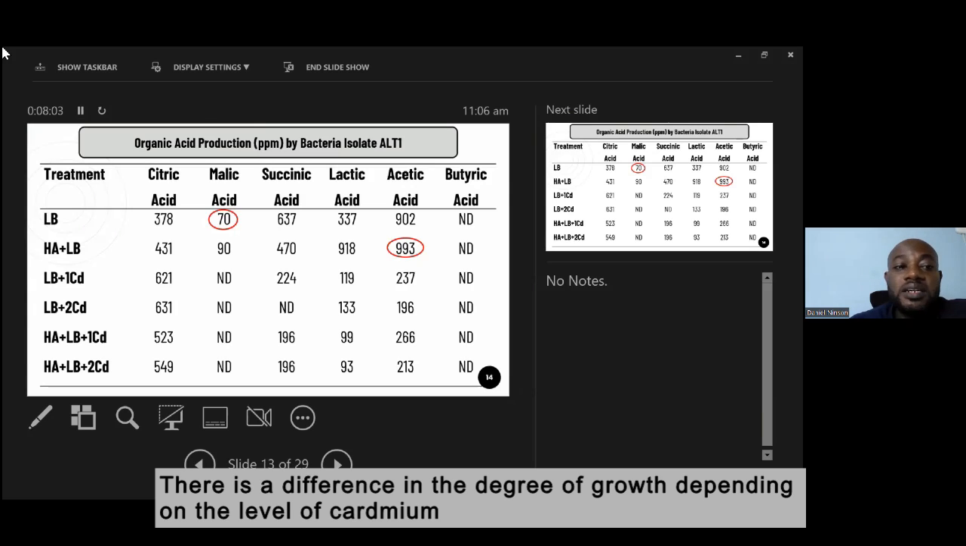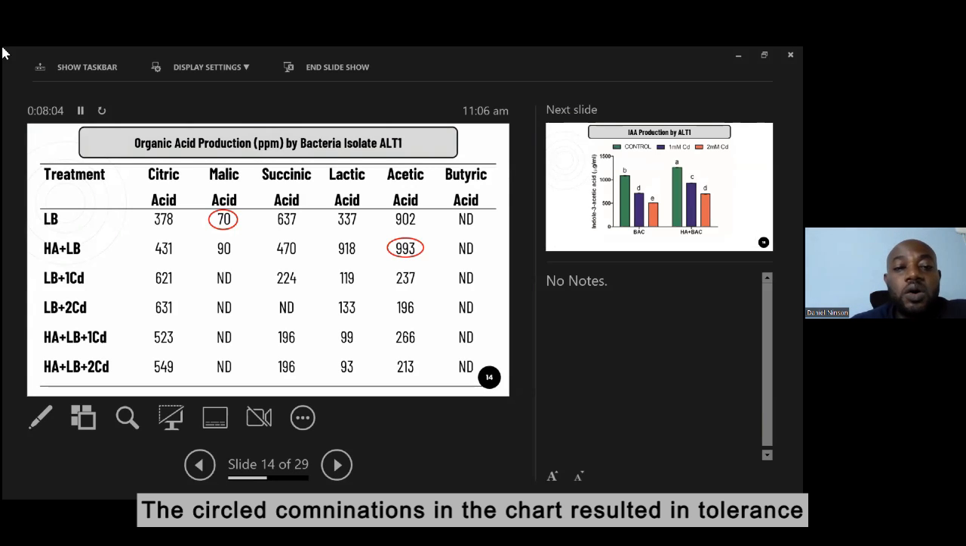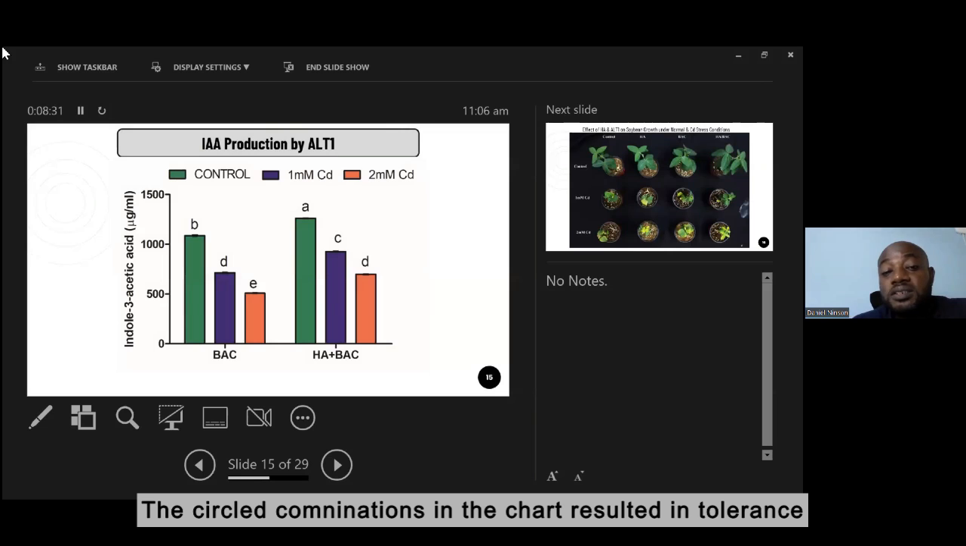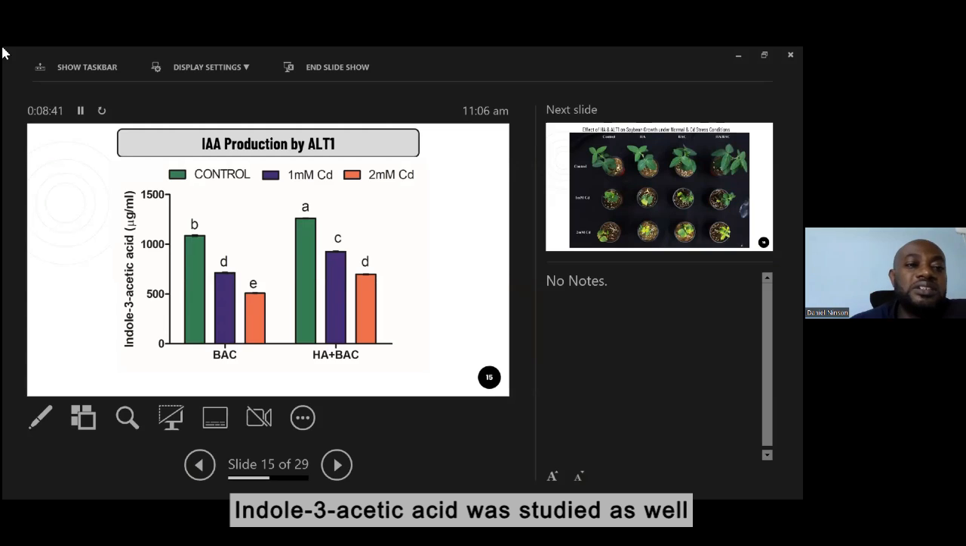These are some of the organic acid analyses that we did, all showing that the combined treatment of these two actually led to the production of various acids that are part of the anti-oxidative defense system that plants usually activate to help them adapt and also confer tolerance in such cadmium-induced stress conditions. We also did a detailed study on the indole acetic acids.